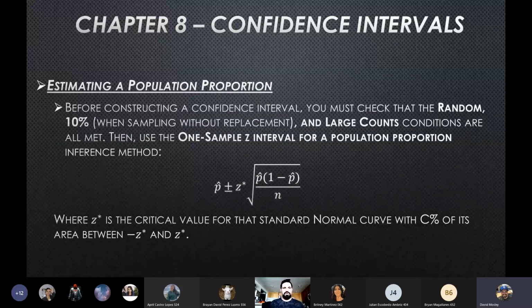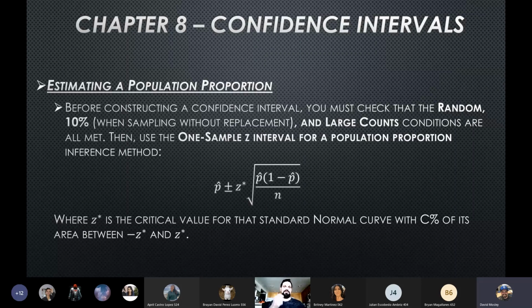When we're estimating a population proportion, we must first check the conditions: random, 10% when sampling without replacement, and large counts conditions. Then we use the one sample z interval for a population proportion inference method, which gives us the interval p hat plus or minus z star times the square root of p hat times 1 minus p hat over n, right? Where z star is the critical value for that standard normal curve with C% of its area between negative z star and z star. And again, we have to use what's the confidence interval, what percent, split that between the two tails, and do all that fun stuff to determine what the z star value is.